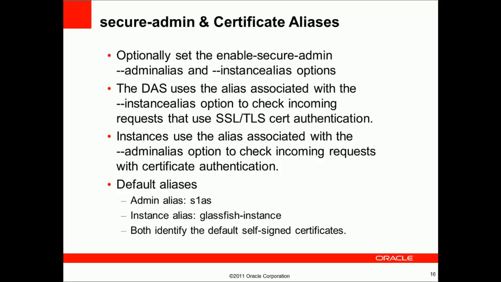So one thing that you might want to do for a production deployment is to replace these certificates with your own certificates, whether they're signed by a corporate certificate authority or by a public one like VeriSign or Thawte. When you store those certificates in the keystore, you can give them their own aliases, and you can specify what those aliases are when you enable secure admin. So you'll run asadmin enable-secure-admin, and you'll pass the --asadminalias option and the --instancealias option to refer to the certificates that you created on your own.